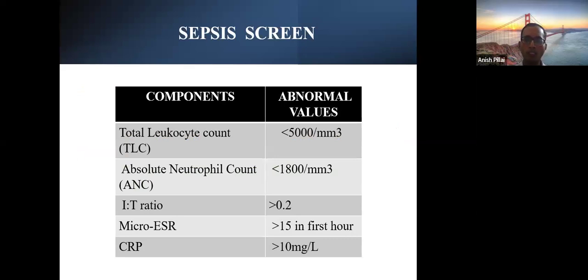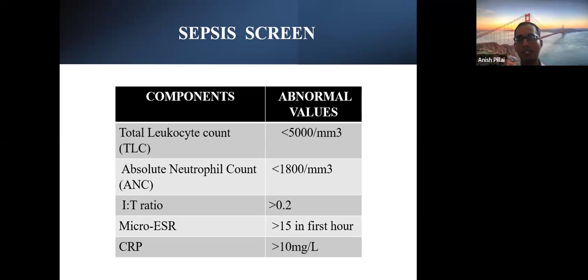So what are the components of sepsis screen? Total leukocyte count, which in common terms we call WBC count. So in adults, we typically consider a very high count as abnormal. In newborn babies, preterm babies, we consider leukopenia or a low count as abnormal. So less than 5,000 is not good. Out of that, absolute neutrophil count less than 1800 is considered low. IT ratio more than 0.2, so that is your proportion of immature cells.